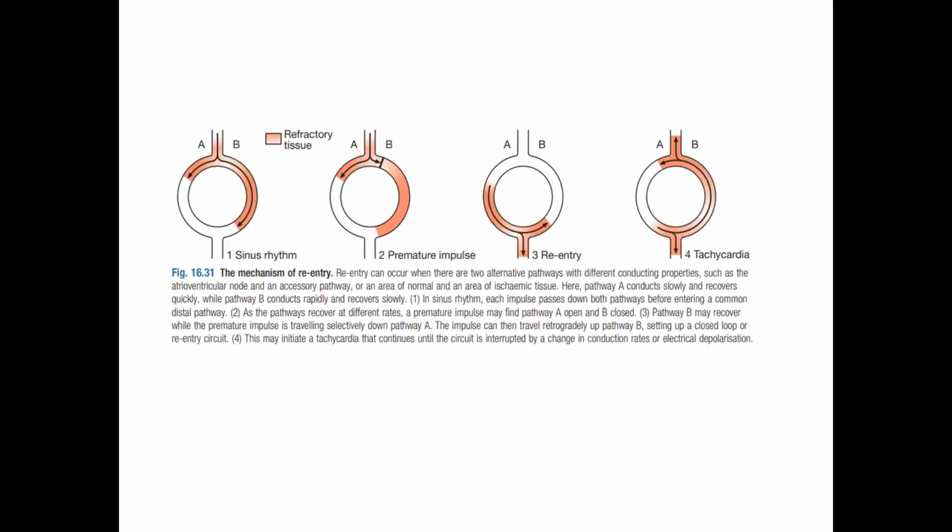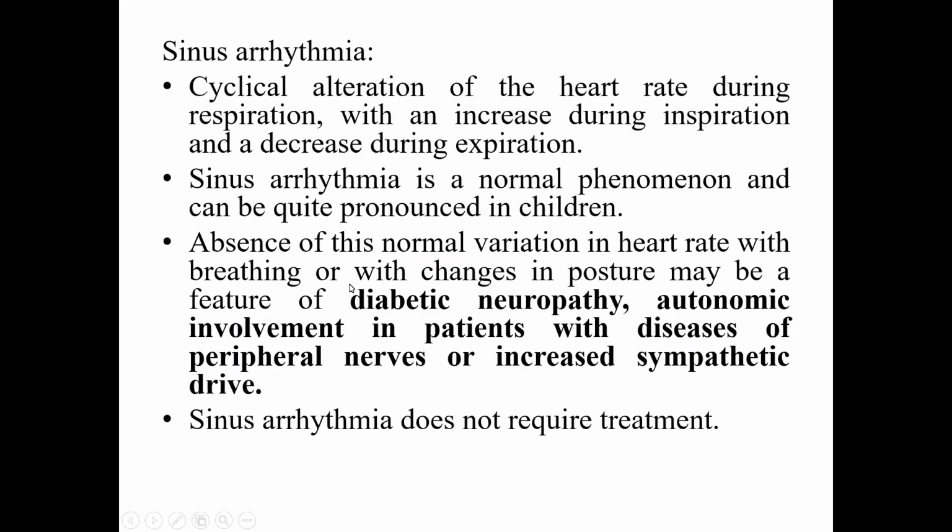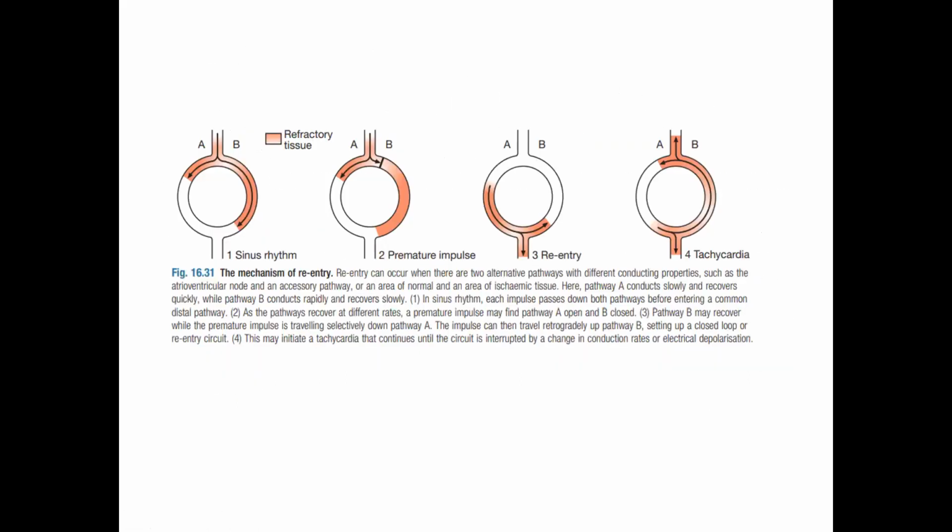So you see, in normal sinus rhythm, that is when the heartbeat is between 60 to 100 per minute, what happens is, you can see two tracks, one is A and B. So this is a cardiac muscle, this is the SA node, and we will be seeing the AV node downwards. So what happens is, this impulse will be coming like this, and there will be two tracks, A and B.